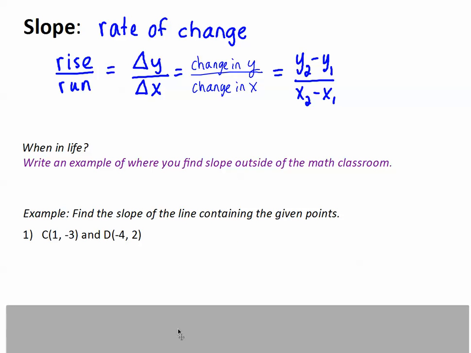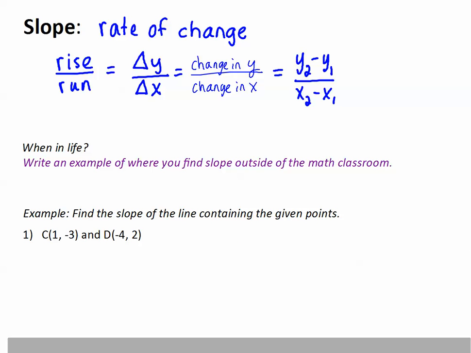Let's do an example of finding the slope of a line containing 2 points. First of all, point C has an x and a y coordinate. Because this is the first point I encounter, I'm going to label this x1 and y1. Point D also has an x and y coordinate. I'm going to label those x2 and y2. And if I have to find the slope, I'm going to use the slope formula since I don't have a graph to look at. So here's how I write what the slope is.